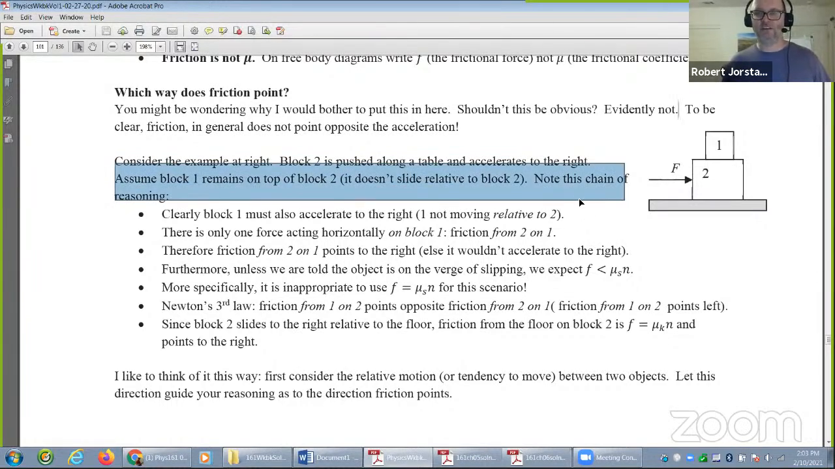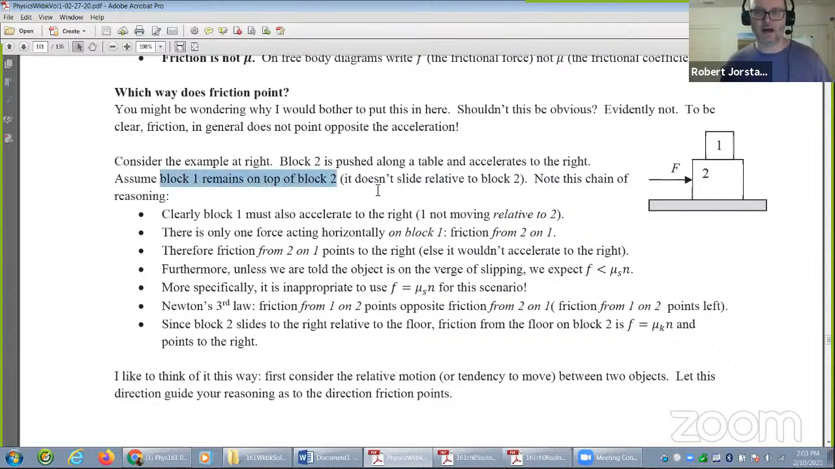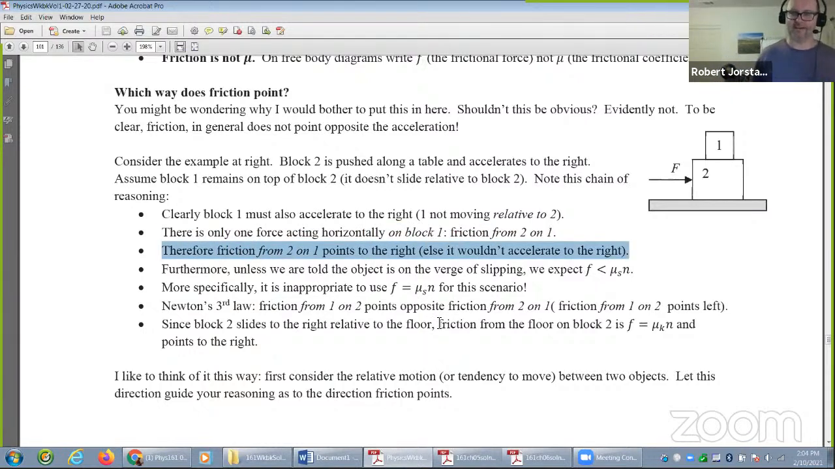A block is pushed along a table and it accelerates to the right. We're going to assume block 1 remains on top and it doesn't slide relative to block 2. Check out this chain of reasoning. Look, block 1 must accelerate to the right. Why? 1 is not moving relative to 2. Hopefully that makes sense. 2, there's only one force acting horizontally on block 1. That's got to be friction from 2 on 1. Therefore, that friction points to the right. Otherwise, block 1 won't accelerate to the right.